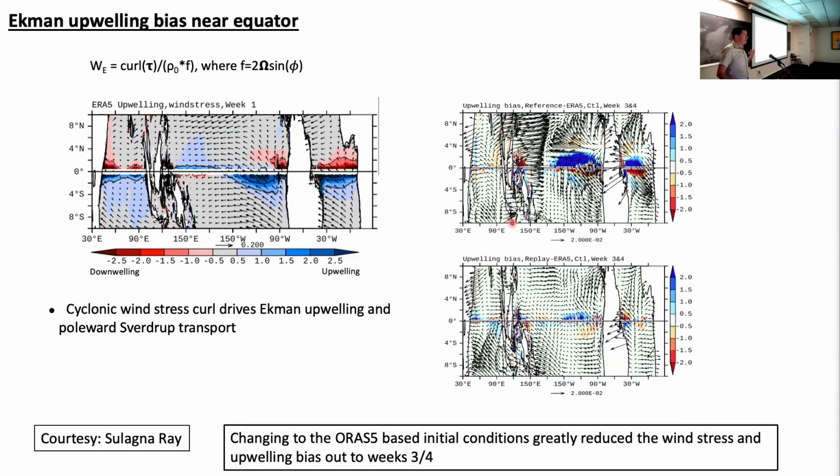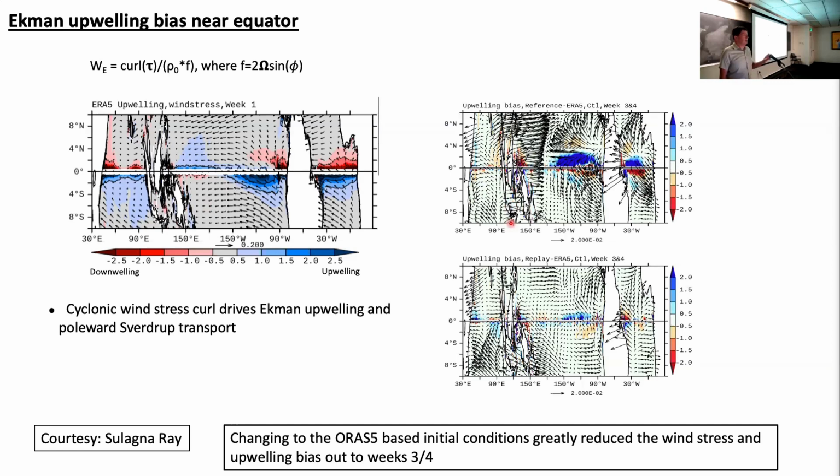And the top right is a set of retrospective forecast experiments, looking at the bias in the upwelling compared to ERA5. And it's a pretty large bias. There's way too much upwelling just off the equator in the Pacific, and then there's actually downwelling to the south. The arrows are the wind stress biases. So really big bias here.